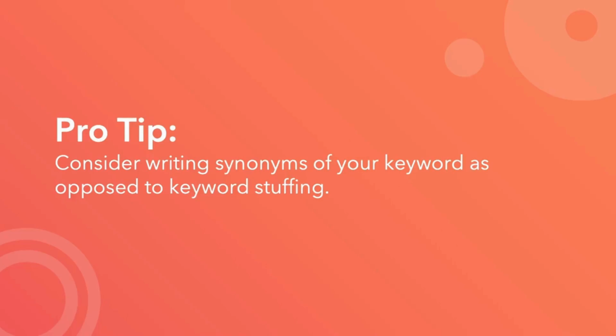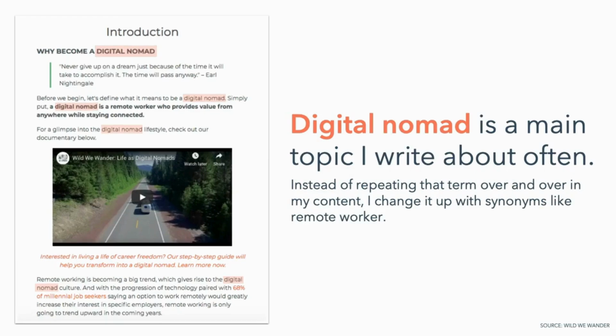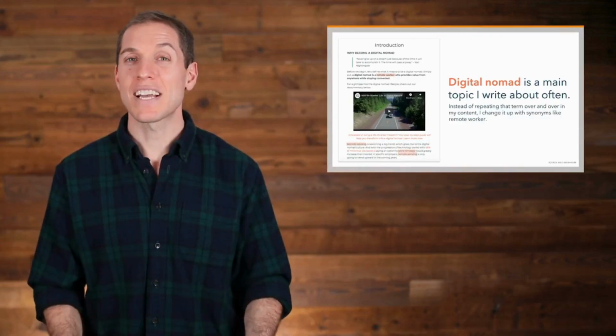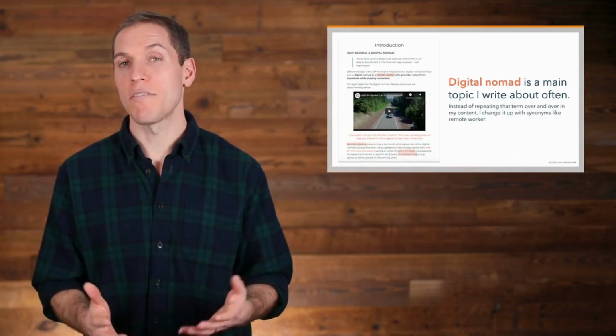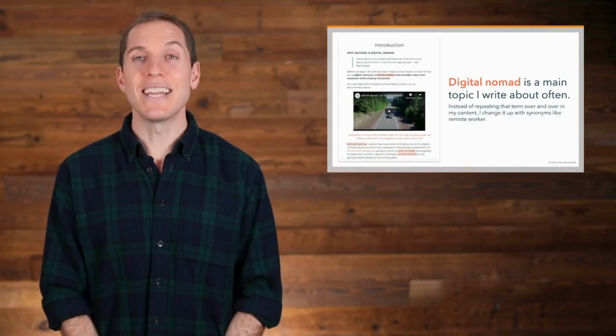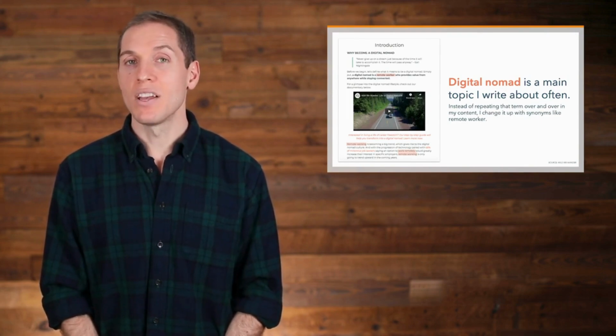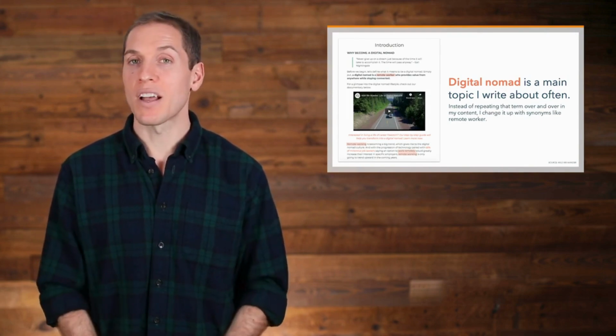Here's a pro tip to avoid keyword stuffing. Consider writing the synonyms of your keyword as opposed to keyword stuffing. For example, digital nomad is a main topic I write about often, but instead of repeating that term over and over in my content, I change it up with synonyms like remote worker or telecommuter. And while text is one of the most important facets of an effective blog post, your content needs to be more than just text.